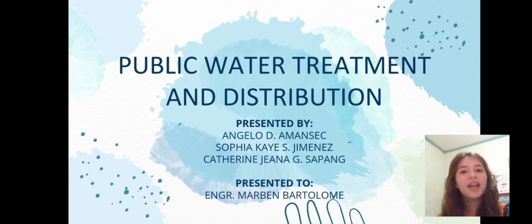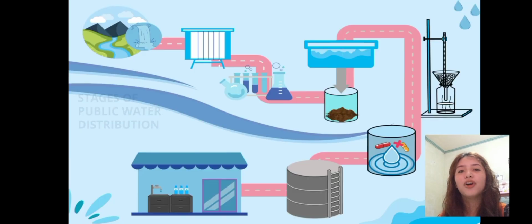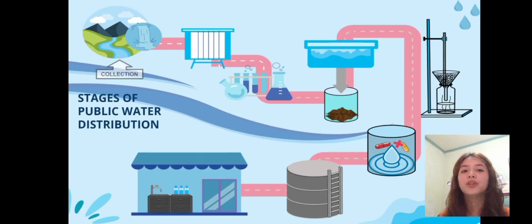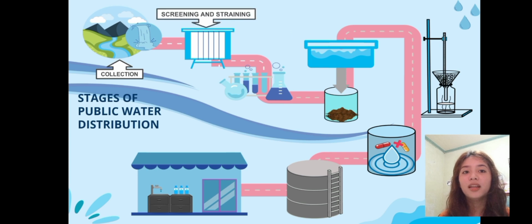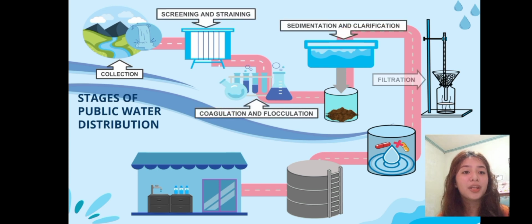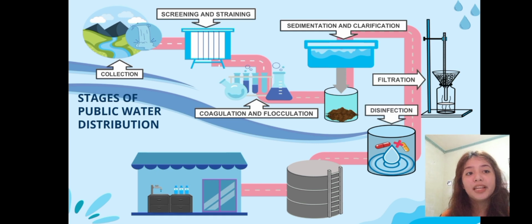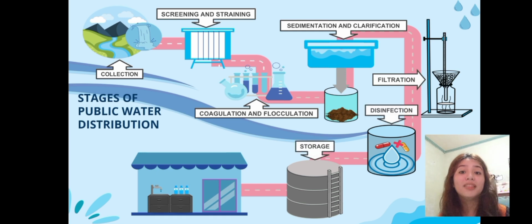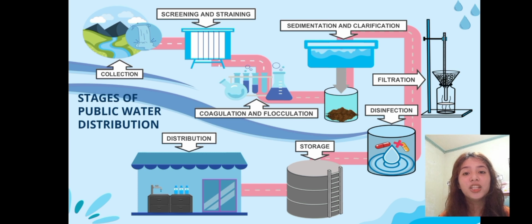Before anything else, we're gonna talk about the stages of public water distribution. The first one is the collection, screening and straining, coagulation and flocculation, sedimentation and clarification, filtration, disinfection, storage, and distribution. So first, we're gonna talk about the collection.